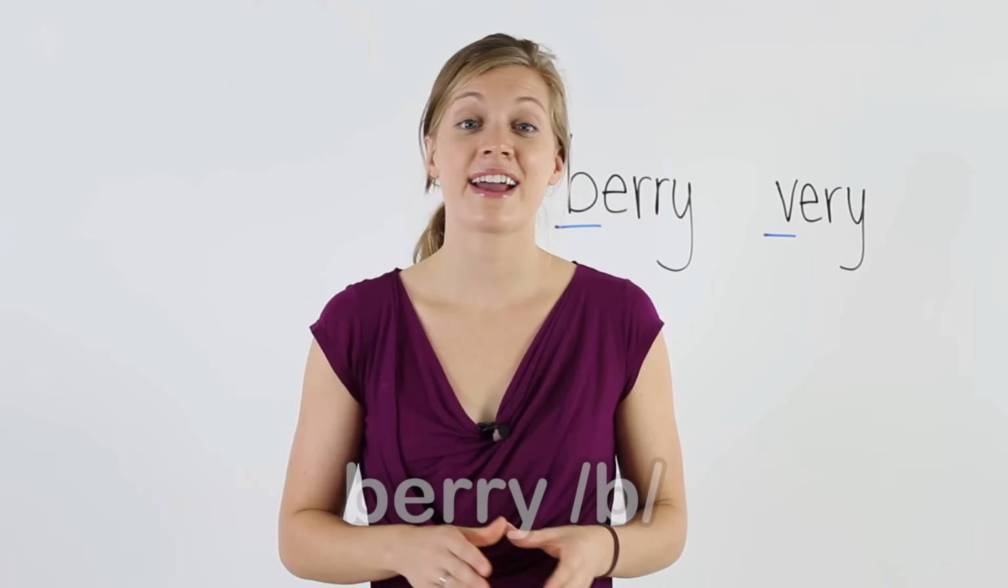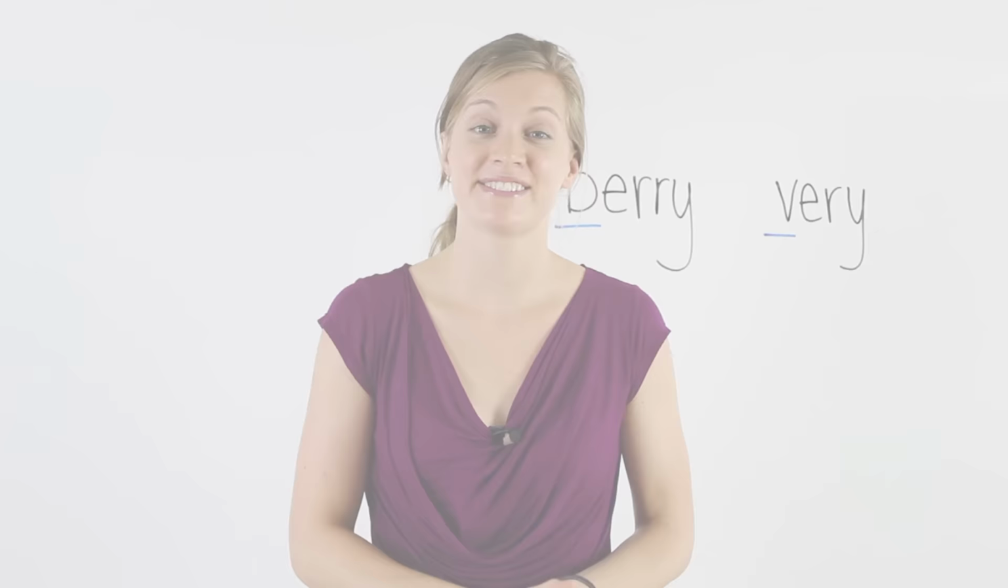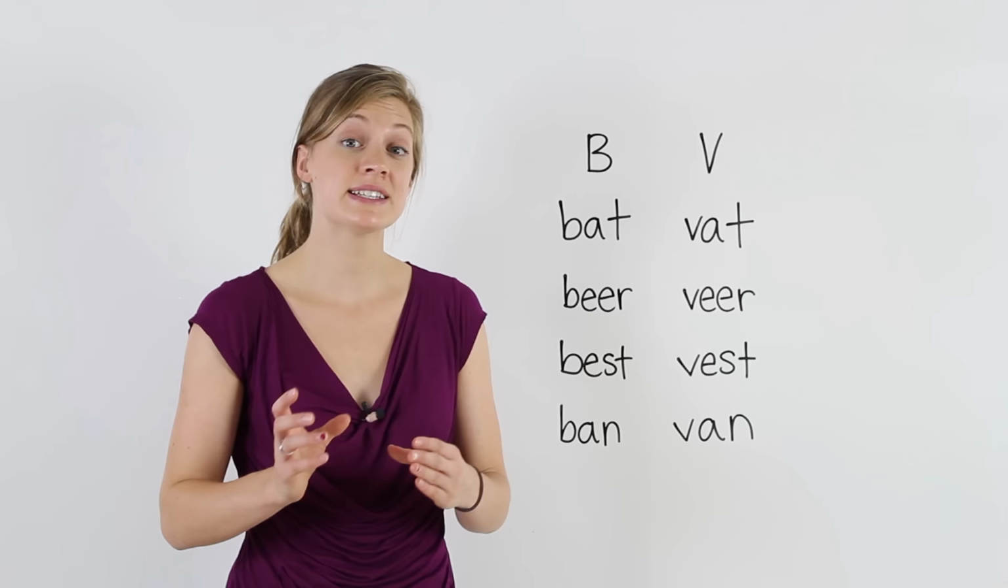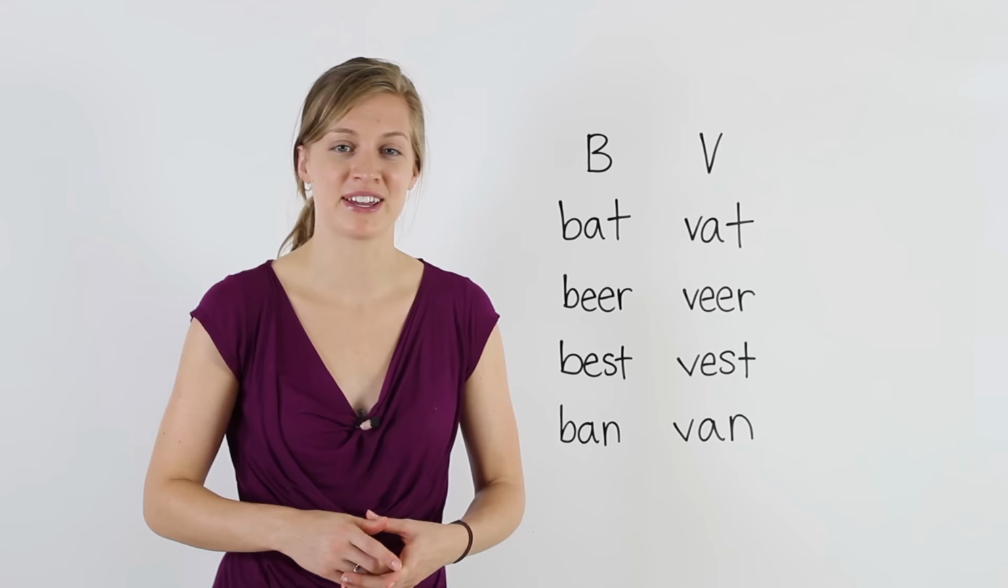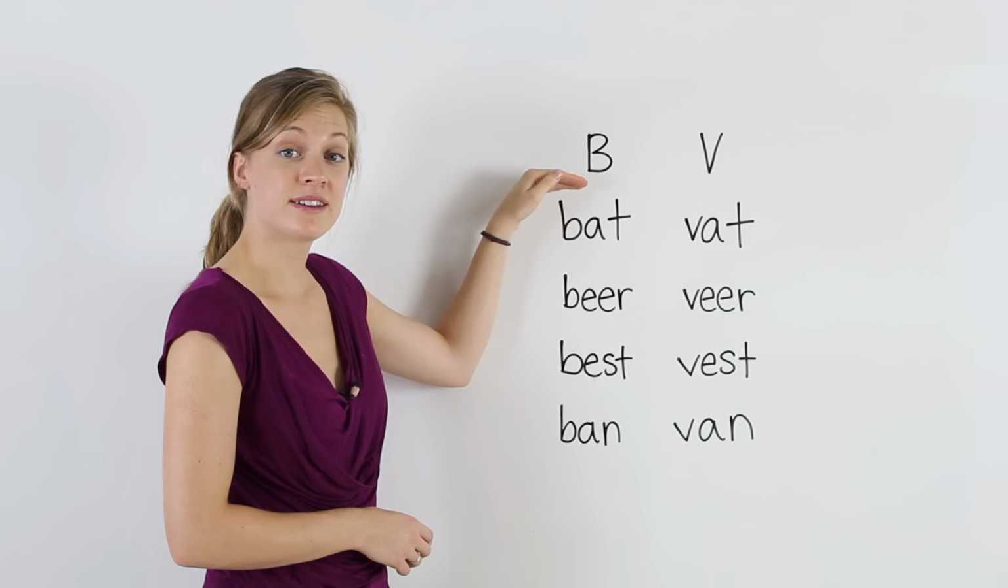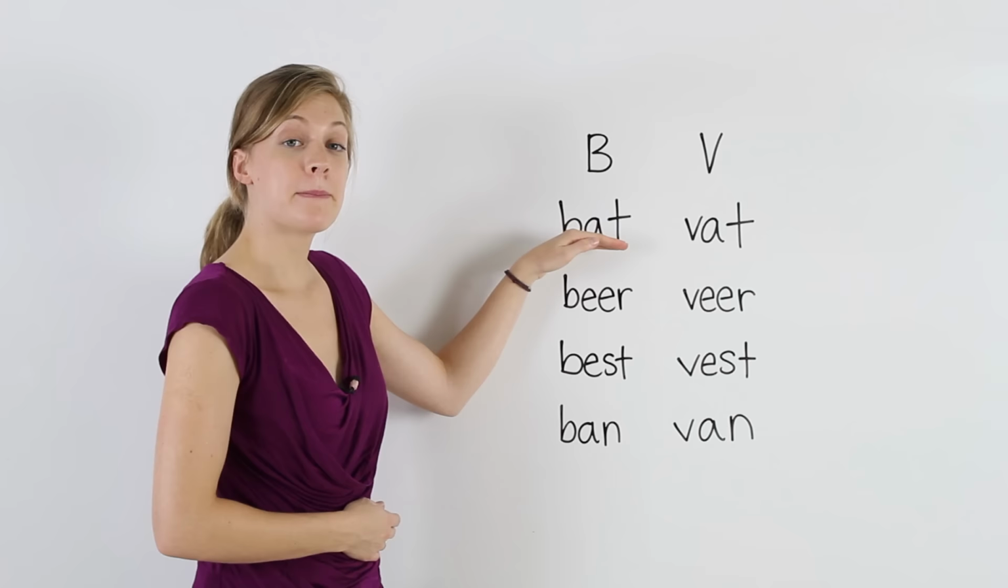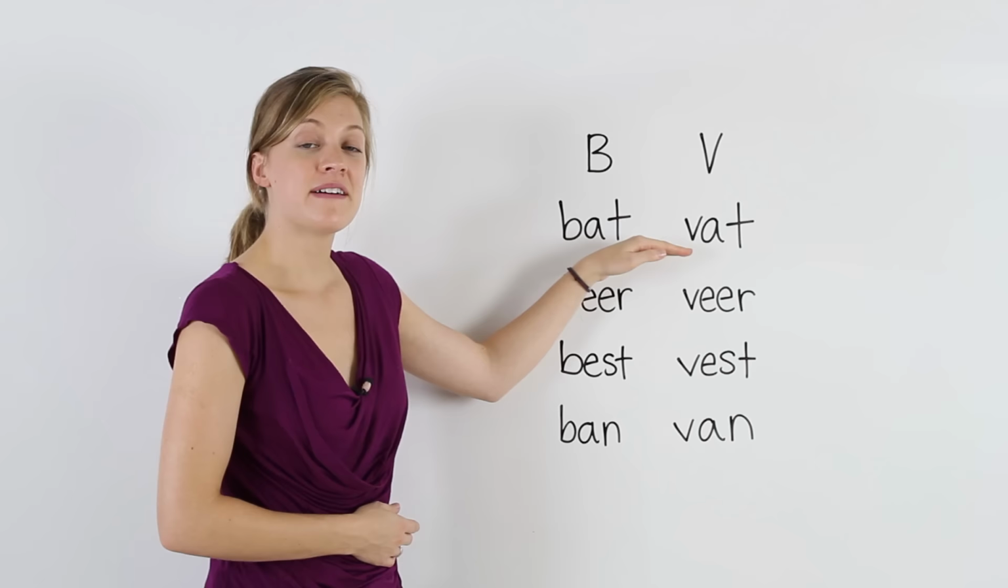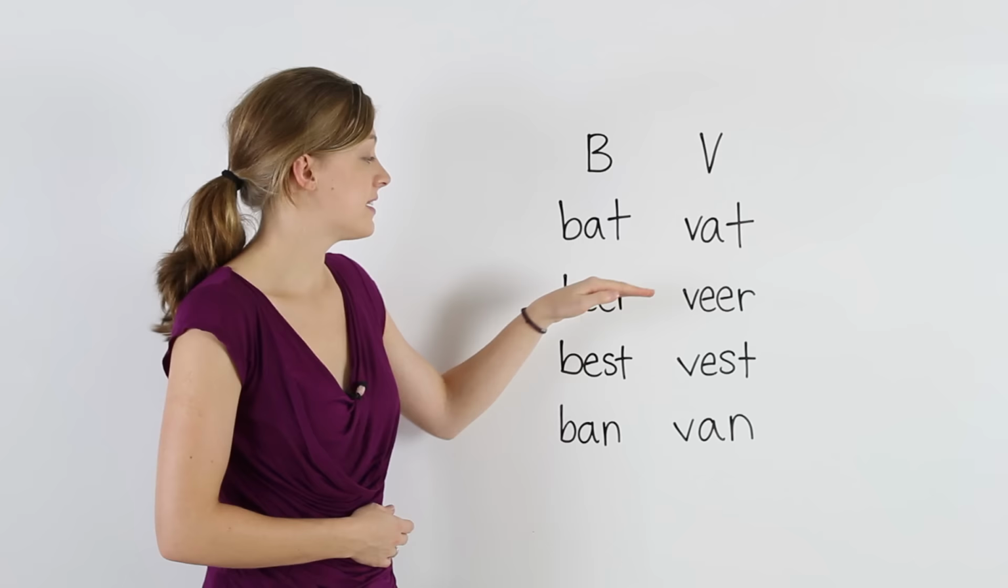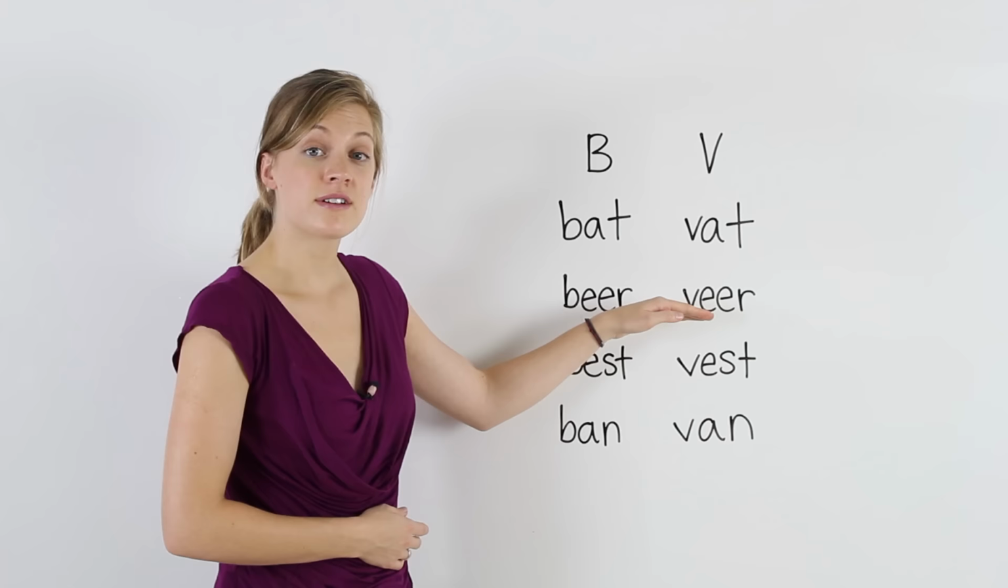Now, let's keep practicing with some minimal pairs. Now, let's look at some minimal pairs for the B sound, B, and the V sound, V. It's important to repeat after me. First, we have B, B, V, V. Repeat after me again. Bat, bat, vat, vat. Beer, beer, veer, veer.